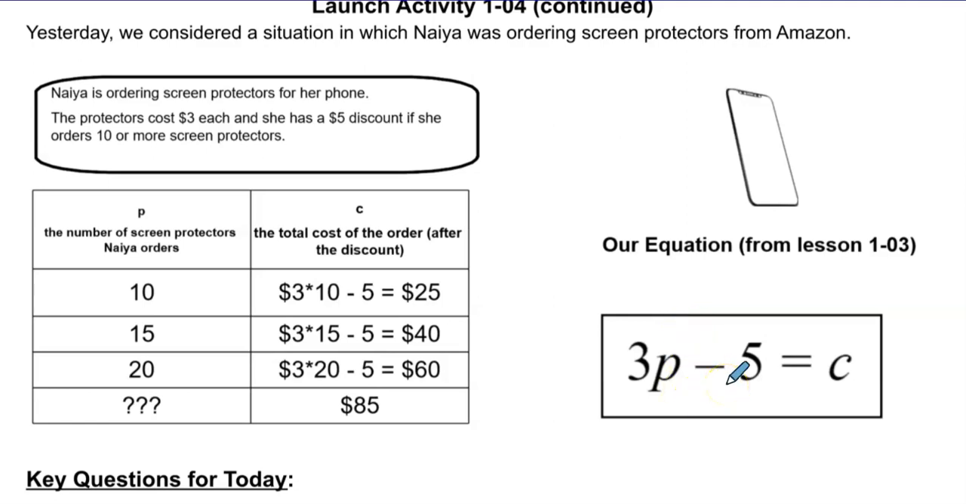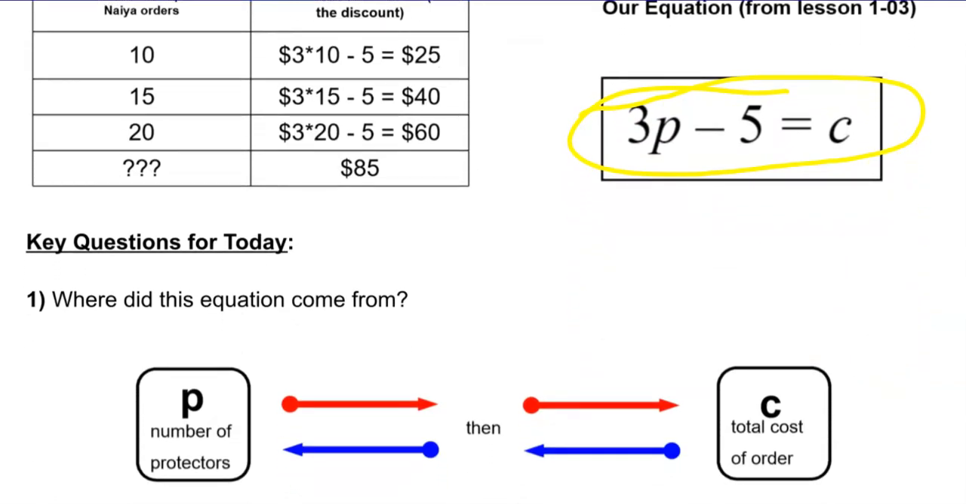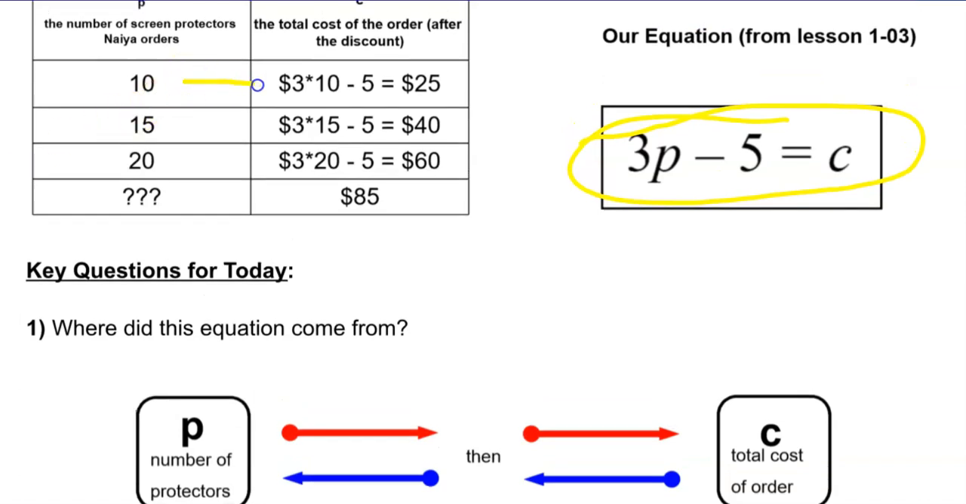And we ended up with this equation here of 3p minus 5 equals c. So for the first 3 parts of the table, we were just plugging in our numbers into the equation to solve for c. But in this last part, instead of being given the number of protectors, we are given the total cost. So we need to use inverse operations to work backwards from the cost to the number of protectors.